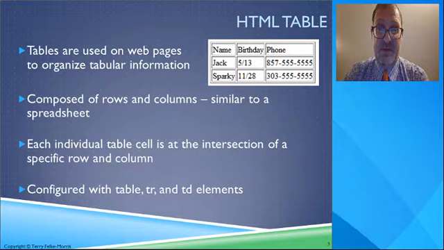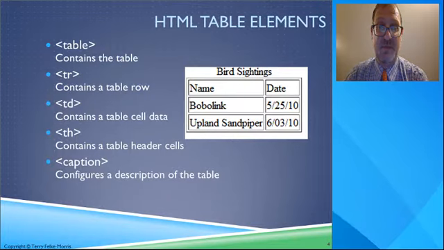Tables have basically three fundamental elements. There's a few other ones, but it comes down to the element table, which tells HTML that the rest of this area is in a table, and then TR for table row and TD for table data. You don't actually specify the columns because the columns are specified within each row. You'll see what I mean in a moment.